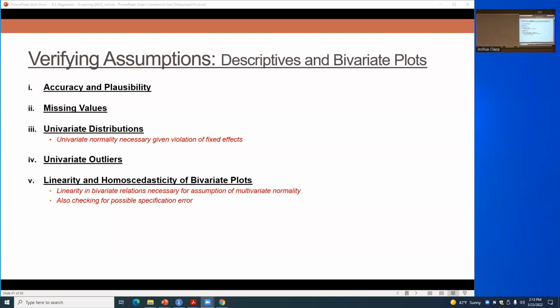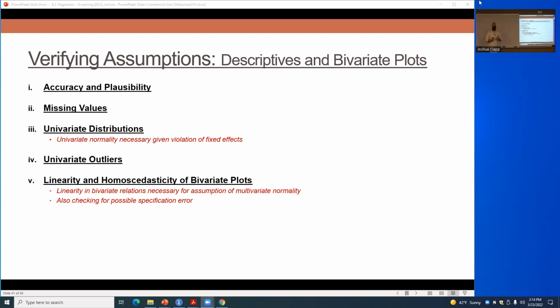But all right. I want to go through and quickly recap, because it's been a while since we've been out, talked about going through and looking at our assumptions of regression. We're going to start looking at some additional things. We got our accuracy, plausibility, missing values, univariate stuff, univariate outliers, linearity, homoscedasticity types of things.